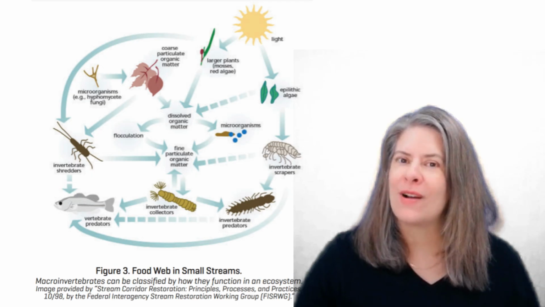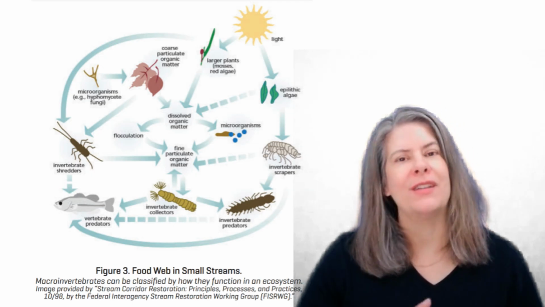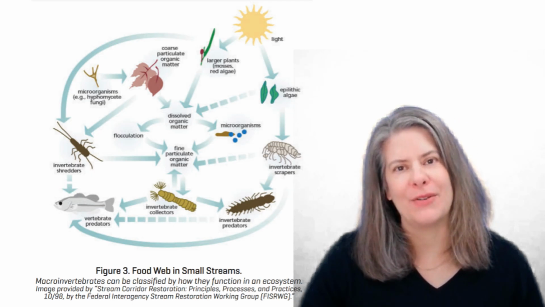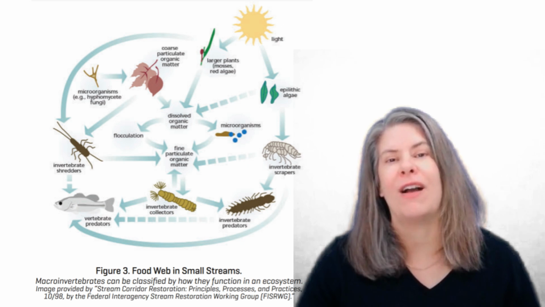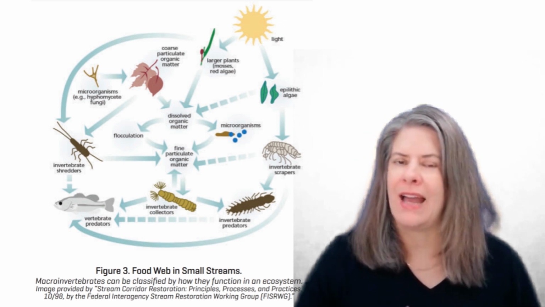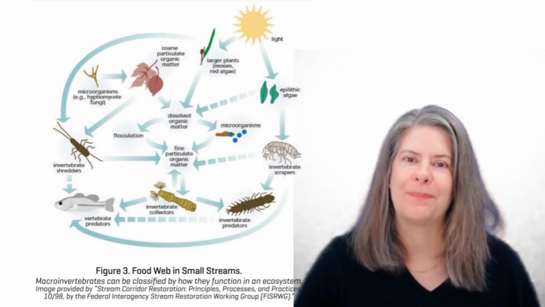Now, all 4 types of benthic macros, the shredders, the collectors, the grazers, and the predators, become food for those larger predators on the food web, such as fish, frogs, and birds. It's all part of a healthy stream's food web.